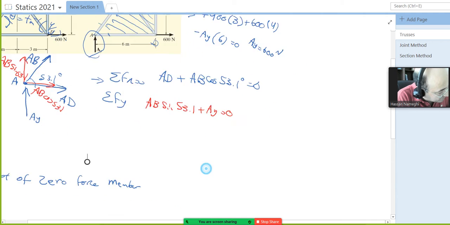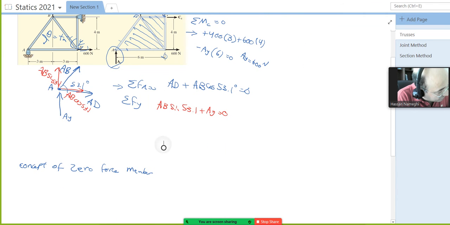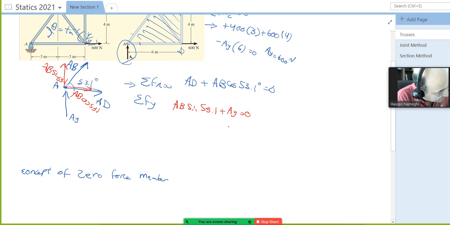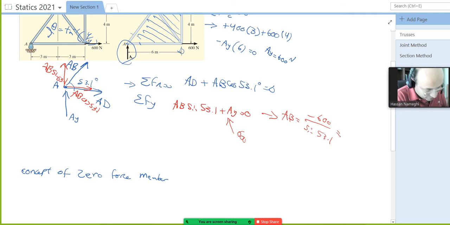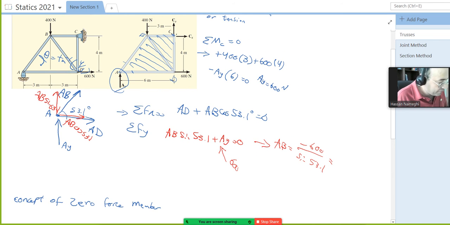This is a little bit annoying. You touch it, it becomes zoom in, zoom out. This is 600. Now, if we 600 there and then you solve for AB, you will find AB is equal to minus 600 over sine of 53.1. And the answer for this, it will take me forever to find the solution for AB. I got 750 minus, yeah, negative 750.